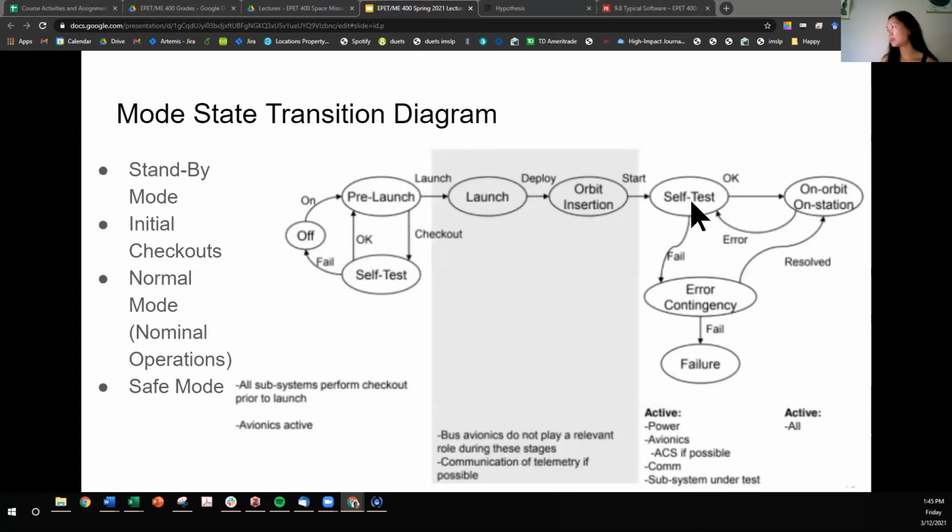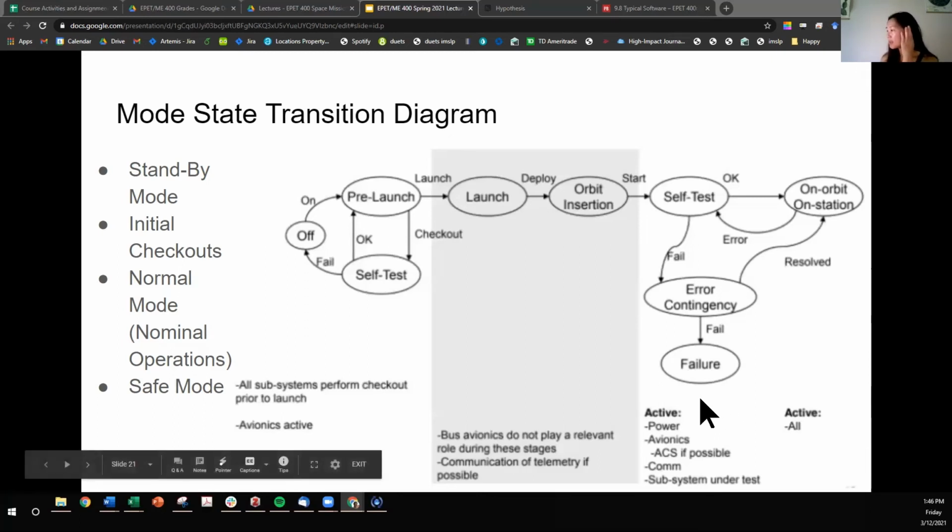And there are transitions. So exit conditions could be, if it turns out okay, then you start your on-orbit or on-station operations. If you fail, then you run error contingency, which is a layer further of intelligence where you do even more rigorous testing. You're trying to figure out what the error is. If it resolves, then you go back to your on-orbit or on-station operations. If not, then you're in failure.